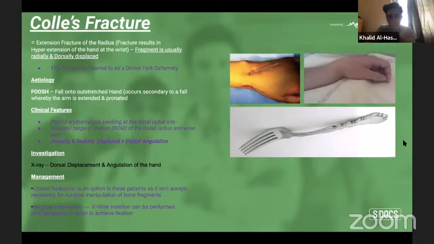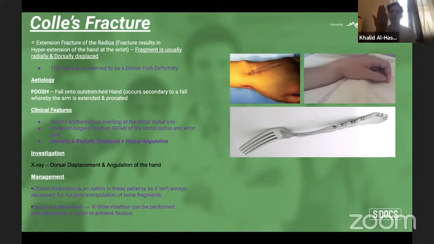So Colles fracture is shown here on the right. It's also known as a dinner fork deformity. It's usually the product of falling onto an outstretched hand. So FOOSH generally is responsible for a Colles fracture. What we see is that the fracture results in hyperextension of the hand at the wrist. The fragment is usually radially and dorsally displaced.